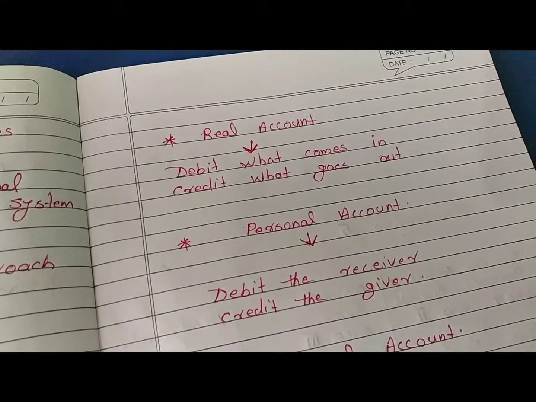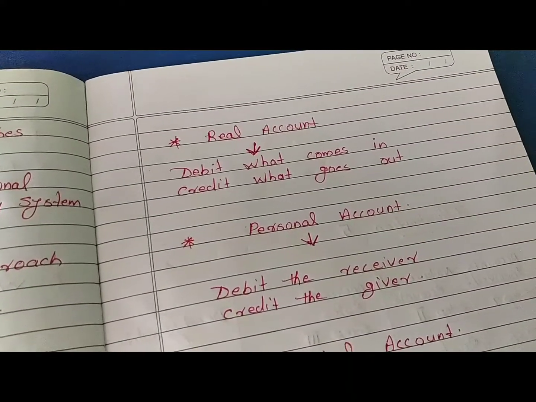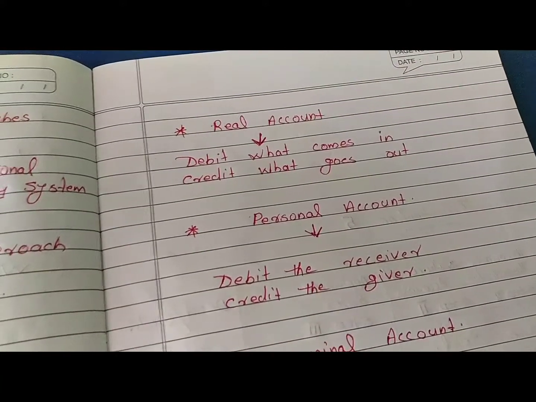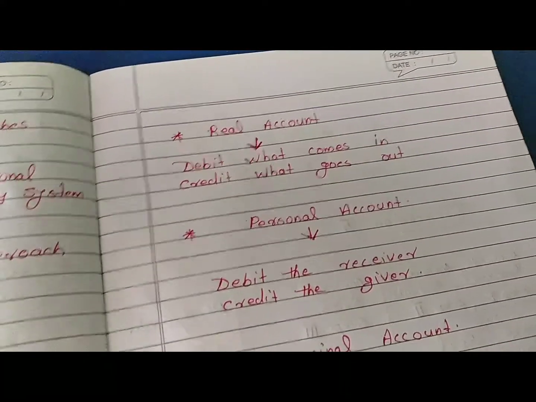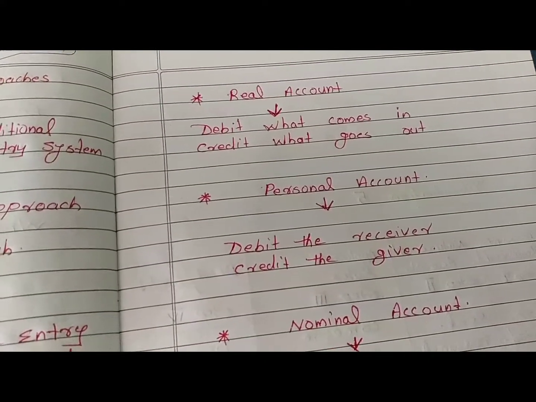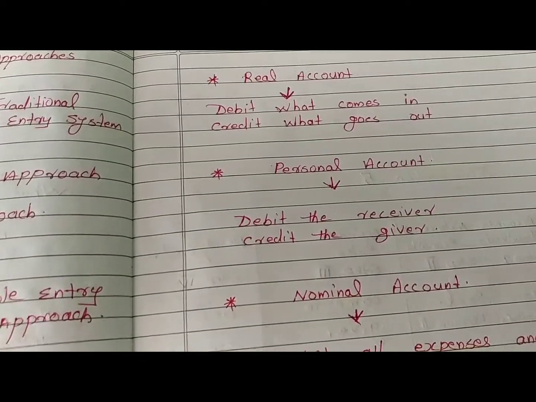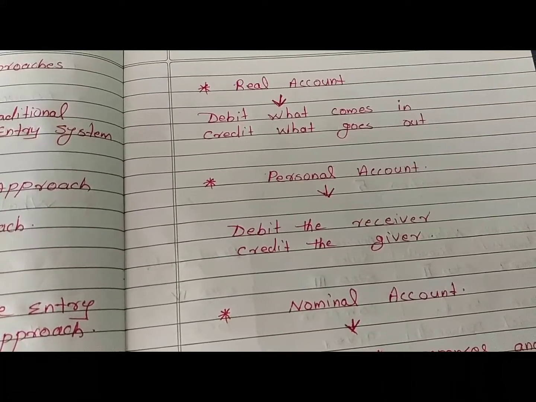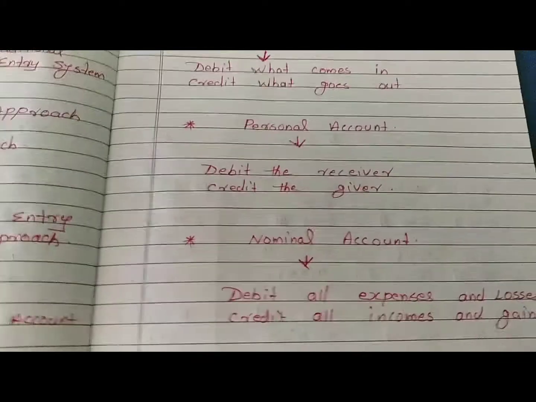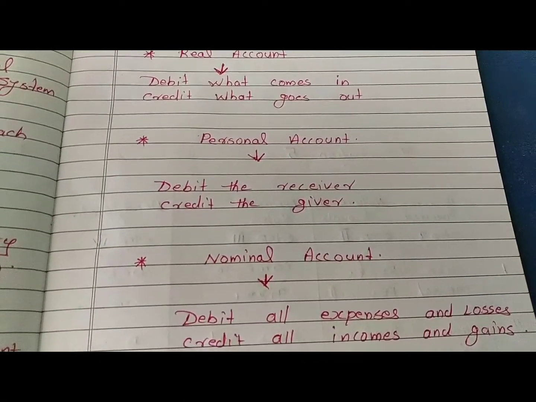Suppose the transaction is related to real assets, it comes under the real account, so we apply the rule: debit what comes in, credit what goes out. If the transaction is related to persons, we apply the rule: debit the receiver and credit the giver. If the transaction is related to incomes and expenses, we record it in the nominal account: debit all expenses and credit all incomes and gains.